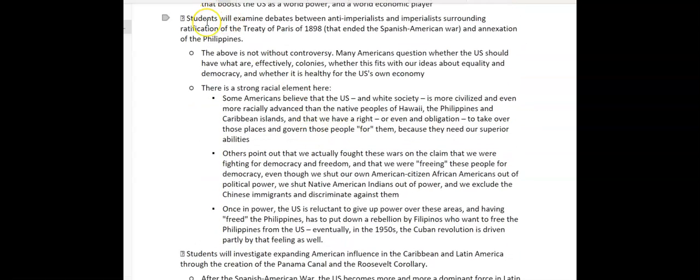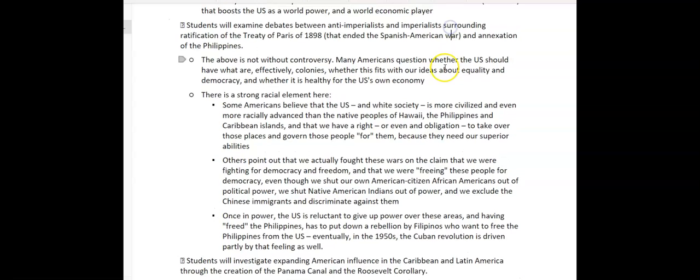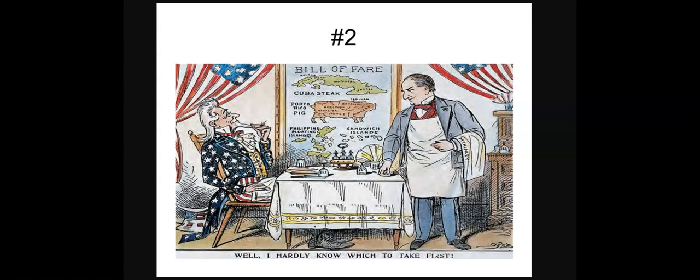Next item. Regents says students will examine debates between anti-imperialists and imperialists surrounding ratification of the Treaty of Paris, that's the one that ended the Spanish-American War, and the annexation of the Philippines. So, we take a look at some of the discussion of this. This is William McKinley here. People at the time would have recognized his face right away, and it says McKinley. And there he is. What's he doing? Acting like a waiter on good old Uncle Sam, America. And there it says, Bill of Fare, which is a menu, right? That's what they used to call a menu.